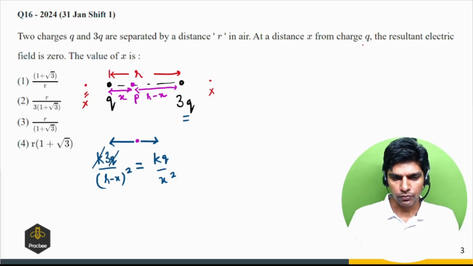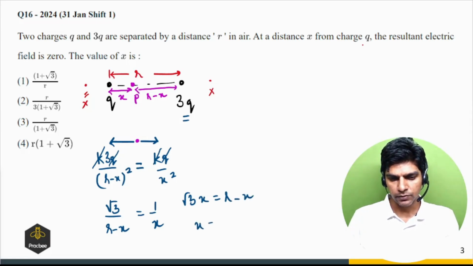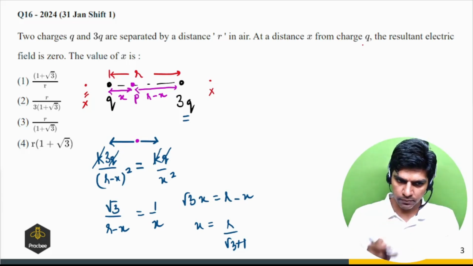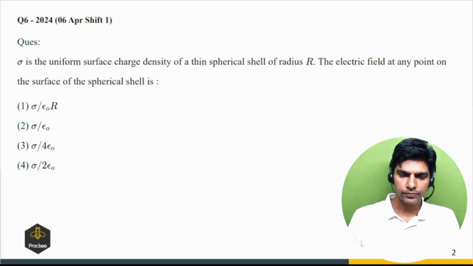So kq will get cancelled out. Let us take the square root on both sides. So that will be root 3 upon (r minus x) equals 1 by x. Now from this, root 3 x equals r minus x, and x will be r upon (root 3 plus 1). Right? So if you look at the options, option 3 is the right answer. Right, so let us see another question.